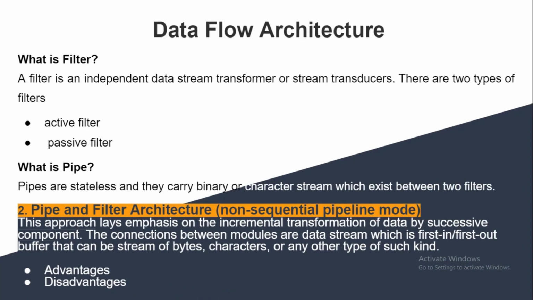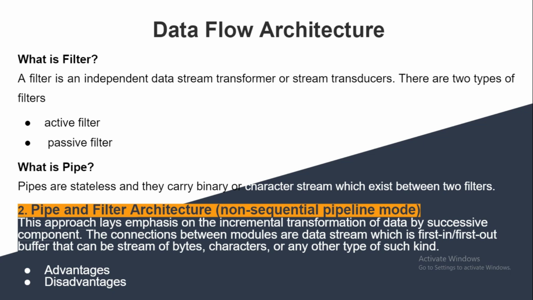Now in this lecture, we will learn pipe and filter architecture. First of all, what is a filter? A filter is an independent data stream transformer or stream transducer. There are two types of filter: active filter and passive filter.